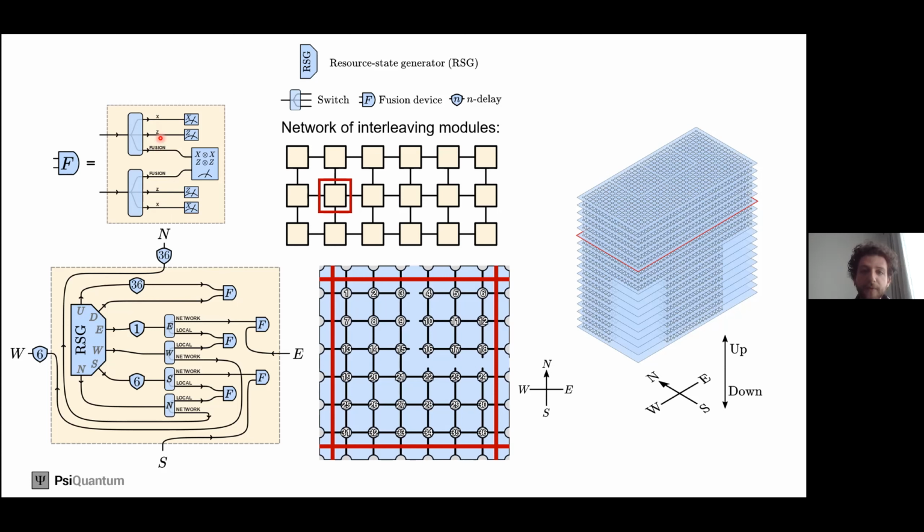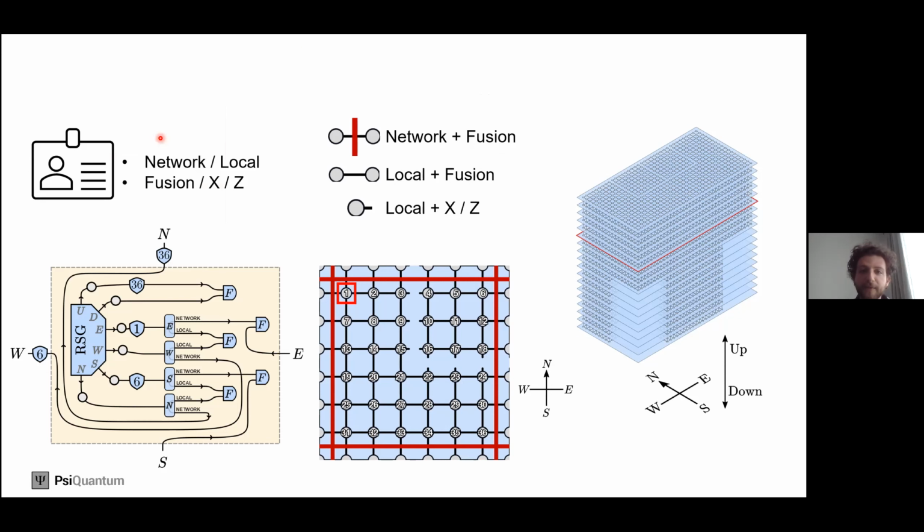For every photon produced in the RSG, we need to decide what happens to it when it encounters these two switches. Basically, for every photon that we produce in the RSG, we need to assign it a passport, which either says network or local, and either fusion, X or Z. We can use the fusion graph to directly read off which passport we need to assign to which photon. Decision-making is actually fairly simple because if the photon is part of an edge that crosses a boundary between squares, then you select network and fusion.